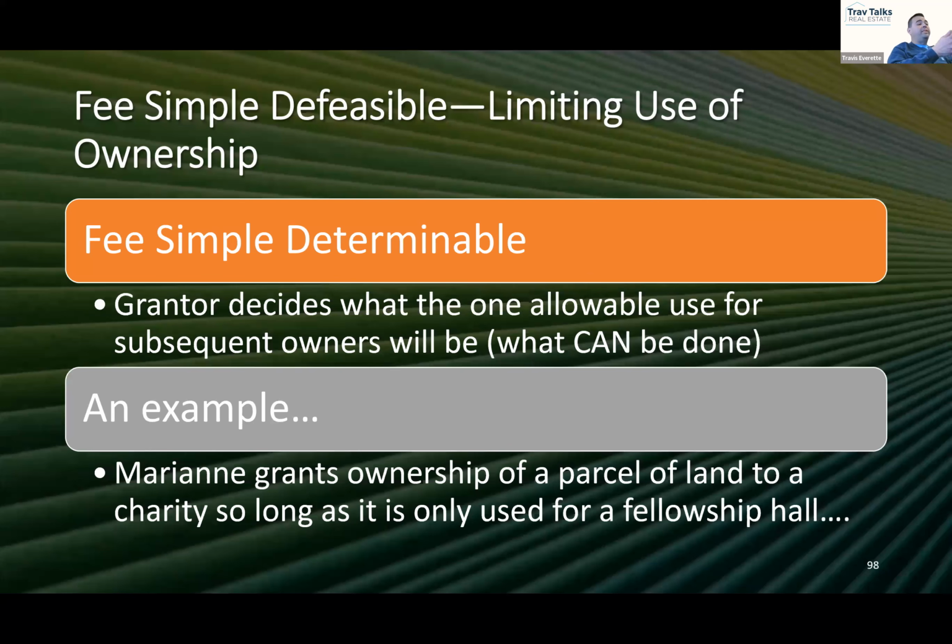So I've got a couple examples here. Fee simple determinable. Mary Ann grants ownership of a parcel of land to a charity so long as it is only used for a fellowship hall. Give me the full list of things that charity and every other owner from now to the end of time can do with that property. Fellowship hall. That's it. And that's forever. Permanent.